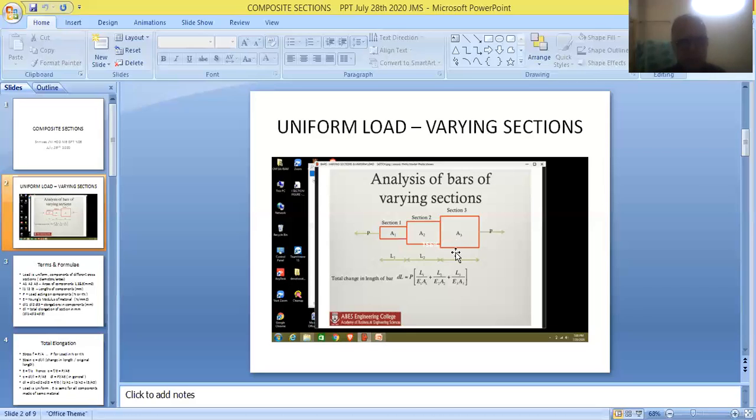Generally capital A is used for indicating the parameter area of cross section. So the area of the first component is called A1, the area of the second component is called A2, and the area of the third component is called A3. So totally we are having three components, and the areas of these components are given as A1, A2 and A3 respectively.